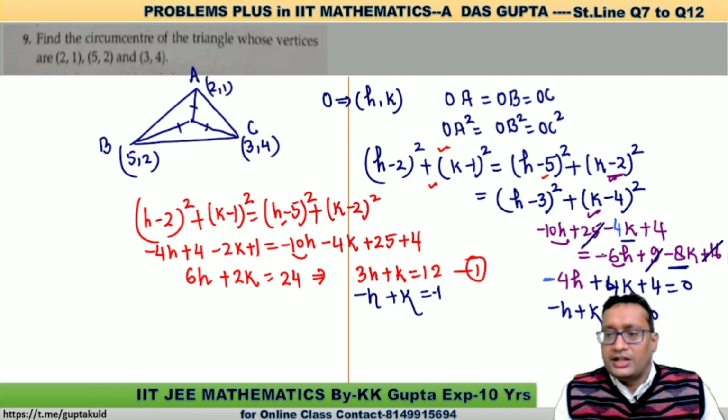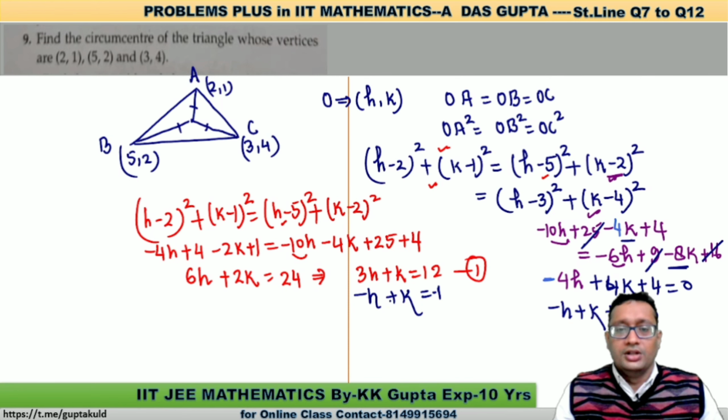Let's check it, −10h and −4k, 25 and this is 4, this is −6h + 9 and this is −8k + 16. Okay, this gets cancelled, this becomes 4h and this becomes 4k and this becomes 4. Okay, subtract it, it becomes 4h and this gets cancelled, this becomes 13, h = 13/4. Place here, it becomes 39/4.